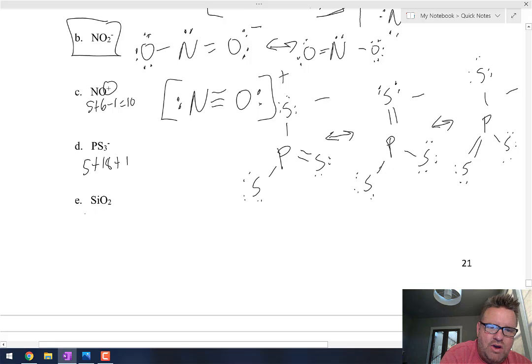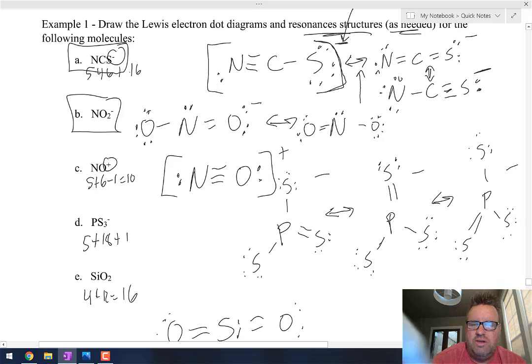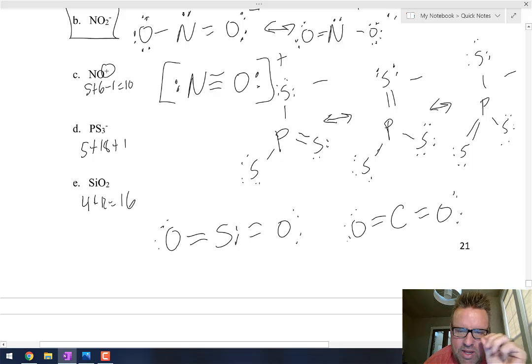Okay, and then SiO2, 4 plus 12 equals 16. This one is very similar to carbon dioxide in that you're going to end up with, this is one way to draw it, and actually very, very similar to this very first one, NCS minus. So that's one way. And CO2 is the same way. And this is probably a little bit more than what you need to know. But if you think about oxygen, again, oxygen ends with 2p4.